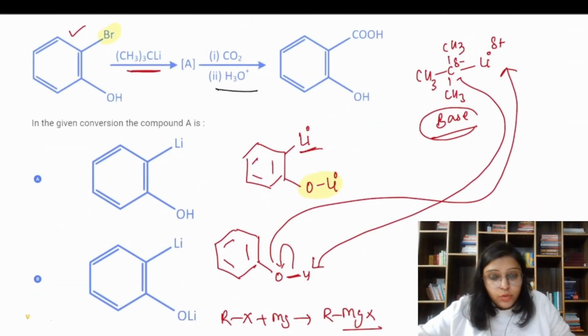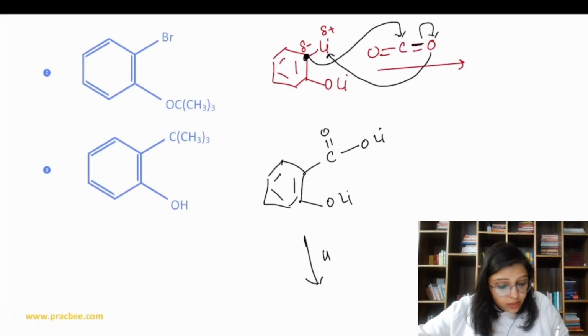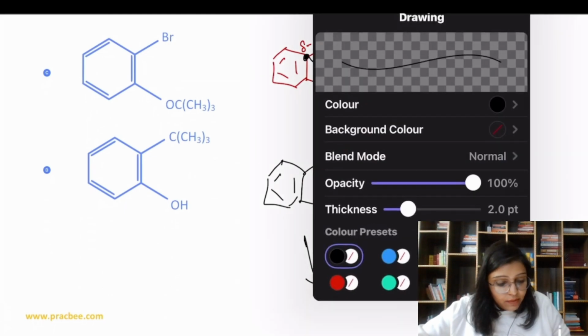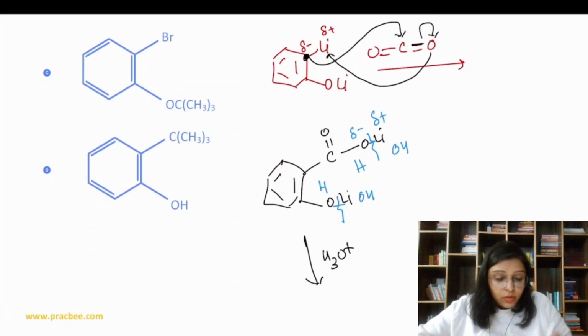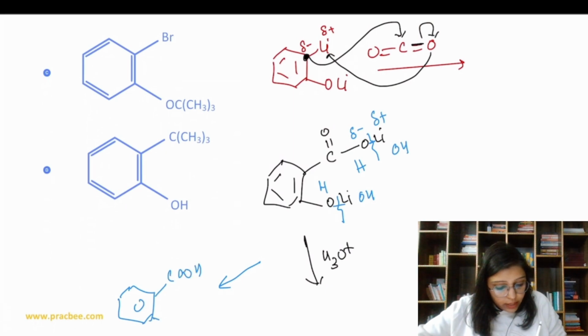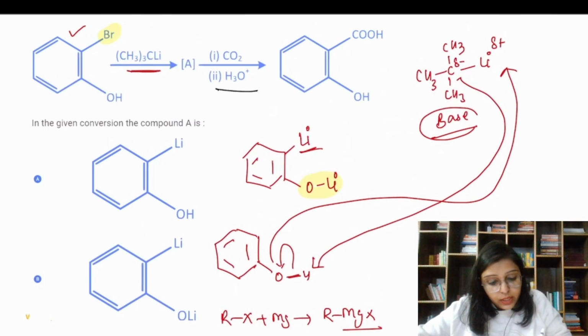Next, we have H2O positive. H2O positive means we have to do hydrolysis. And when we do hydrolysis, we have to break the oxygen and metal bond. So here we write lithium delta positive, oxygen delta negative. Here we write H, here we write OH. Similar with this one, here we write H, here we write OH. So we get COOH and OH.